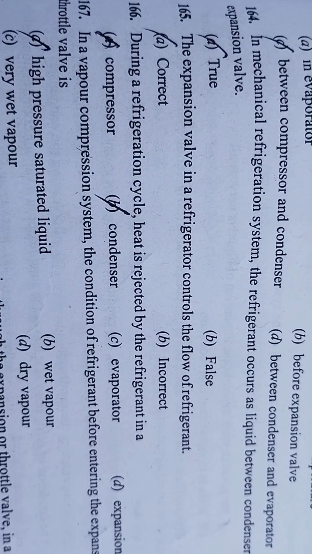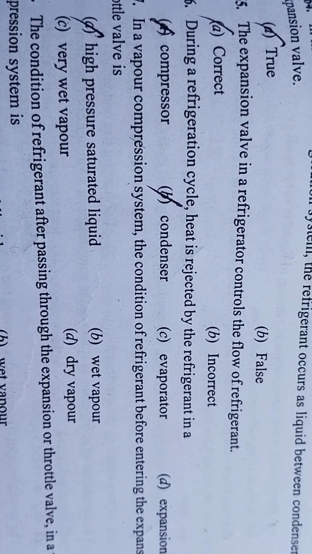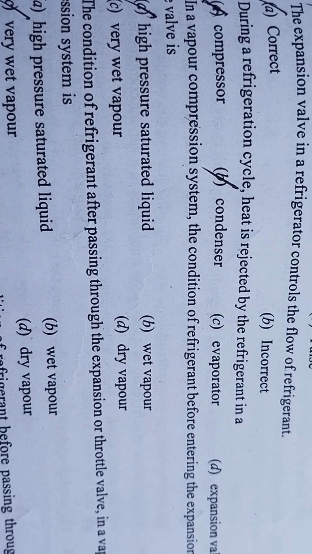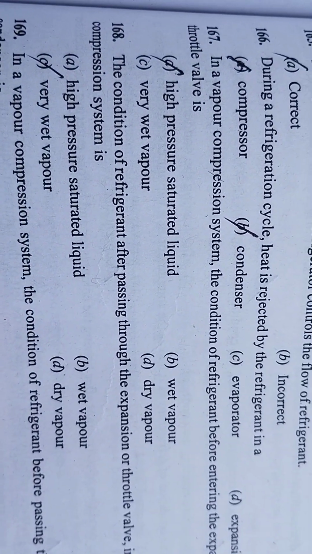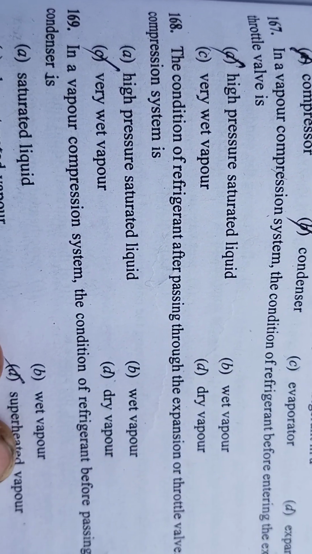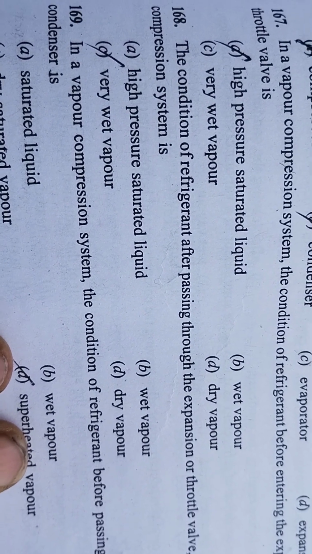The expansion valve is the refrigeration control valve; the flow of refrigerant is correct. During the refrigeration cycle, heat is rejected as the refrigerant is in the condenser. In a vapor compression system, the condition of refrigerant before entering the expansion or throttle valve is high pressure saturated liquid.